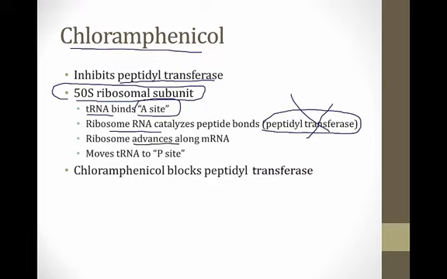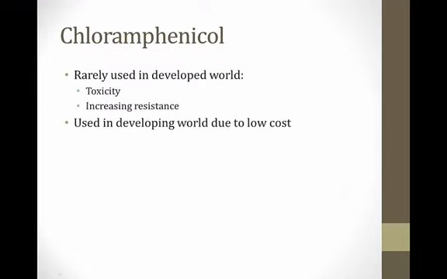Next, the ribosome advances along the mRNA, and the tRNA moves to the P site, and the P site is what is blocked by macrolides. So chloramphenicol inhibits peptidyltransferase. Its effect is very similar to macrolides, but the mechanism is a little different because it's targeting this enzyme that makes bonds between the amino acids in the growing protein chain. Chloramphenicol is rarely used in the United States and other developed countries, and that's because it has a lot of toxicity and there's a lot of resistance. However, it is often used in third world and developing countries because it's relatively inexpensive.